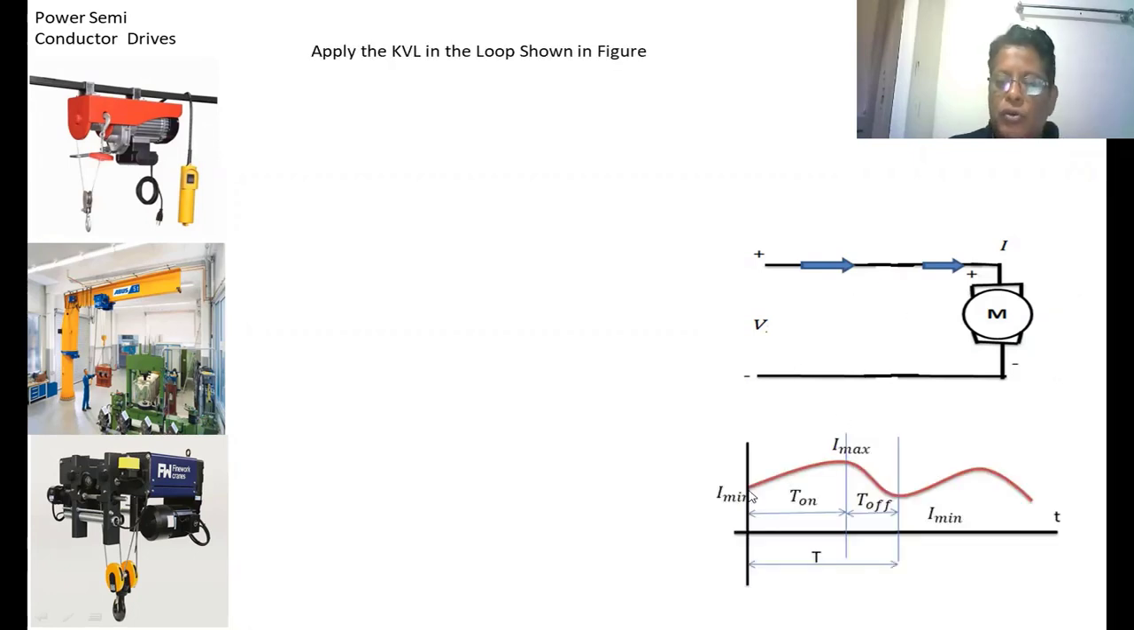When the switch is on, the load current is changing from the minimum value to the maximum value. When the switch is off, the current is changing from the maximum value to the minimum value. This is one cyclic operation. The same thing will be repeating for the remaining cycles also.